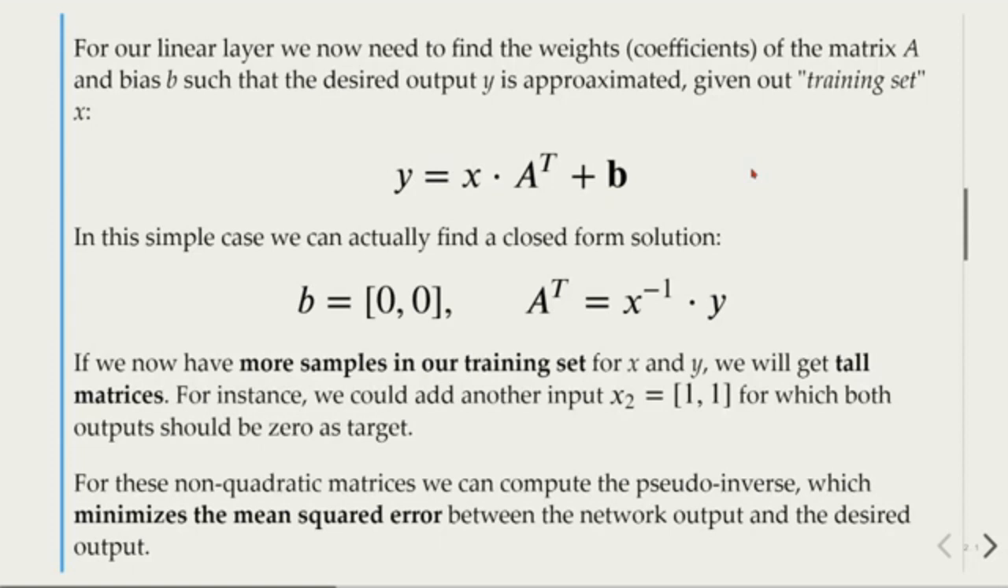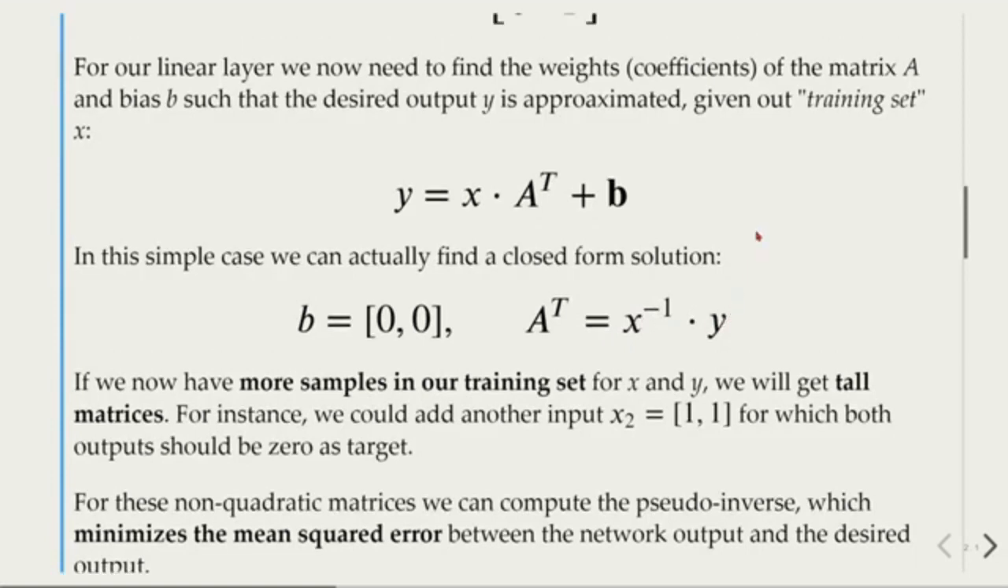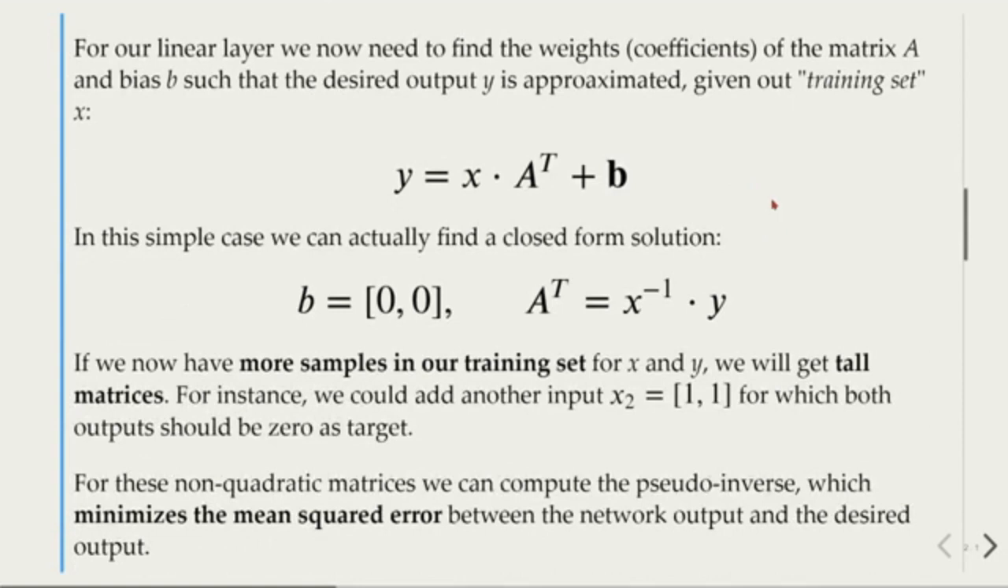And in this simple case, we can actually find a closed form solution. If the bias is 0 and 0, and A transpose is the inverted X times Y, then we have a closed form solution for this problem. If we now have more samples in our training set for X and Y, we will get tall matrices. For instance, we could add another input x2, for example, 1 and 1. For both outputs, the target should be 0.